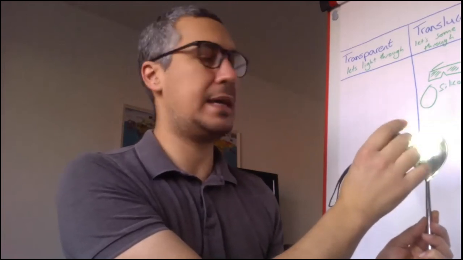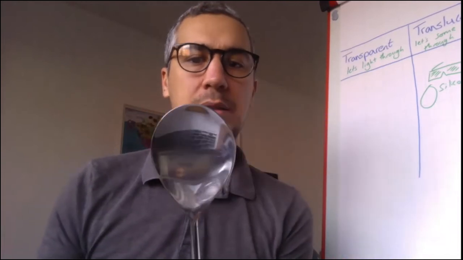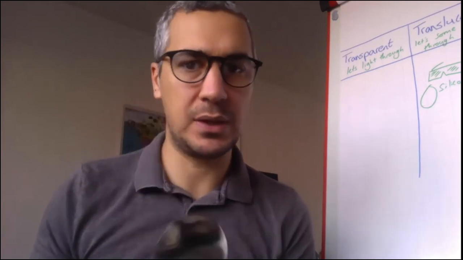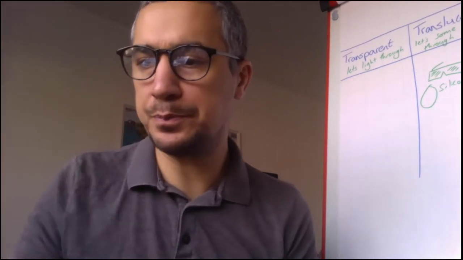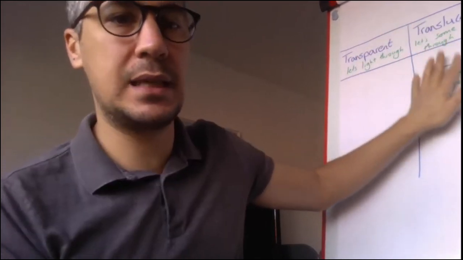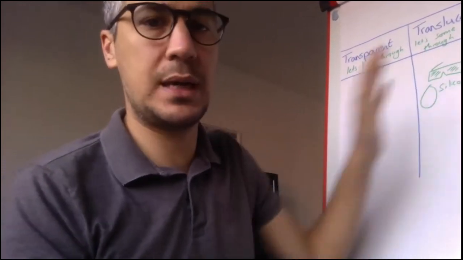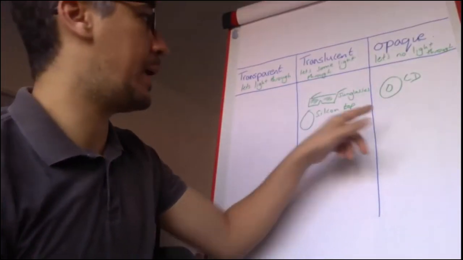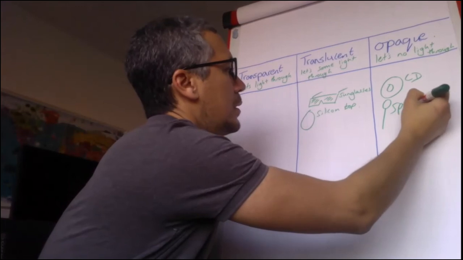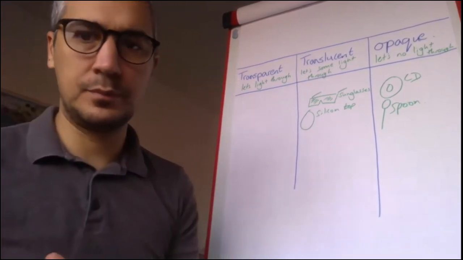So no light is passing through this. I cannot see through this spoon. In fact, I can see something completely different. So do have a look at the spoon. So the spoon doesn't let light through it, doesn't let some light through it. So it's going to have to go into the opaque column. So I'm going to put my spoon here. Okay, so I've done the spoon.